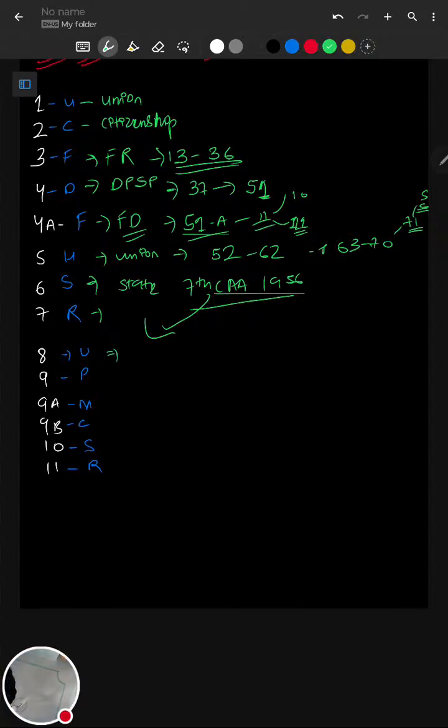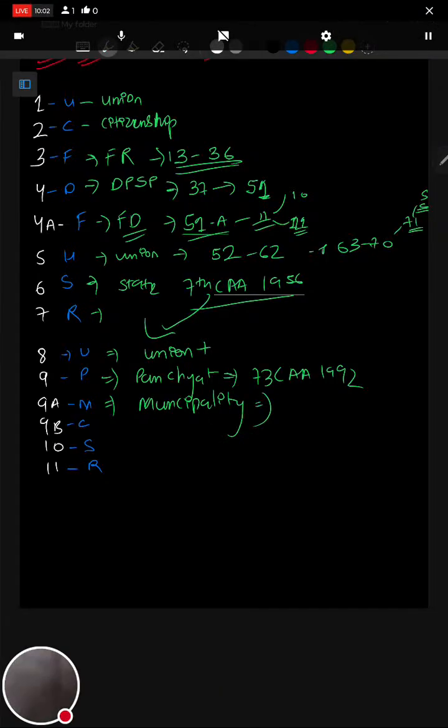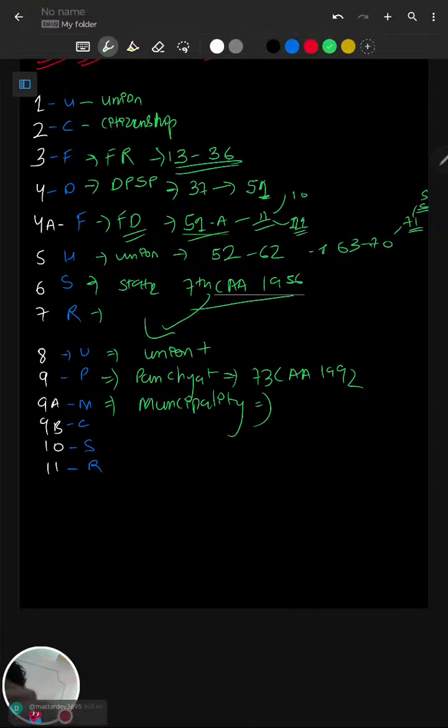So U is for Union Territories, P is for Panchayati Raj, which is from the 73rd Constitutional Amendment Act of 1992. Then M is for municipality, which is from the 74th Constitutional Amendment Act of 1992.